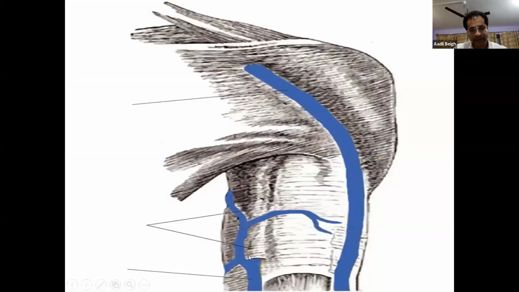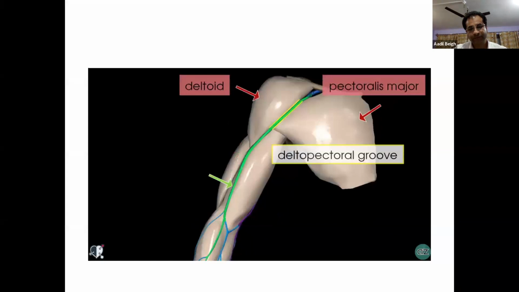This is the basilic vein. This is the basilic vein joined by the brachial veins, and there's a formation of the axillary vein. And this is the deltopectoral groove in which the cephalic vein runs. So this is the deltoid muscle. This is the pectoral muscle. This is the deltopectoral groove. This is a clavicle, and this is the pectoralis muscle. There's a fascia. It passes this fascia, which is known as clavipectoral fascia.